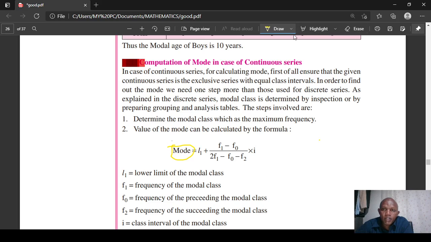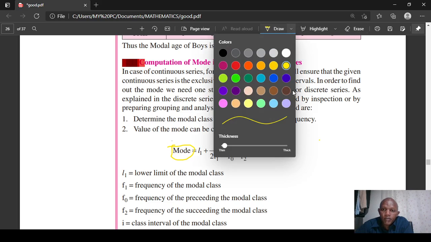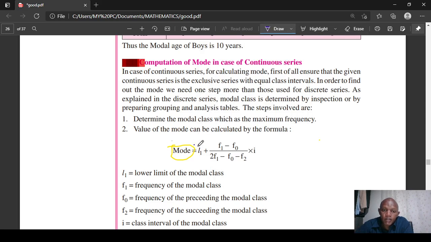I think I'll just go directly to the equation. Now we are saying that it is L plus (F1 minus F0) divided by (2F1 minus F0 minus F2), times I.